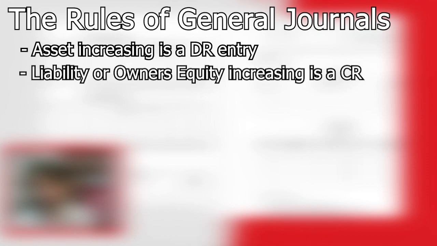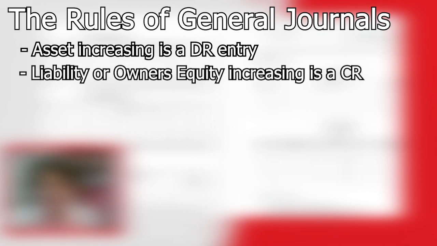So anytime an asset goes up, it's a debit. Anytime a liability or an owner's equity go up, it's a credit. And that falls in line with our A equals L plus OE. It's the same principle. L and OE are credit. A is the debit. So that's where that fits in.